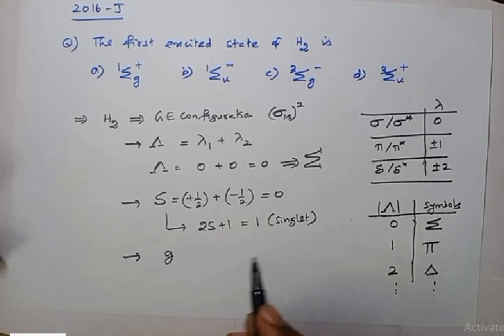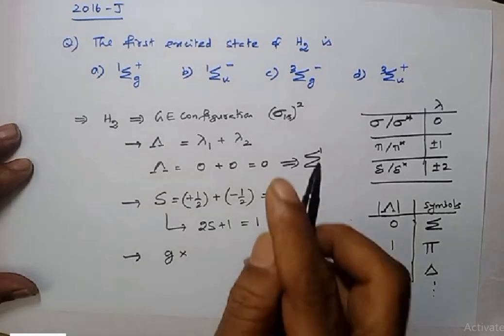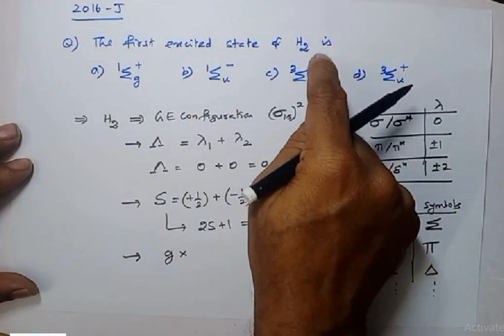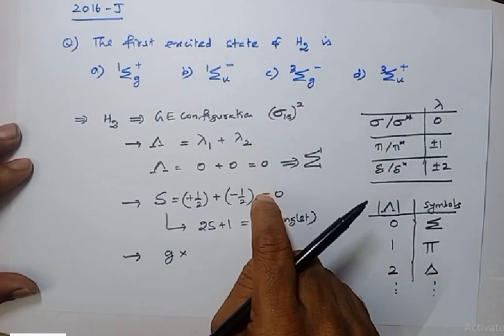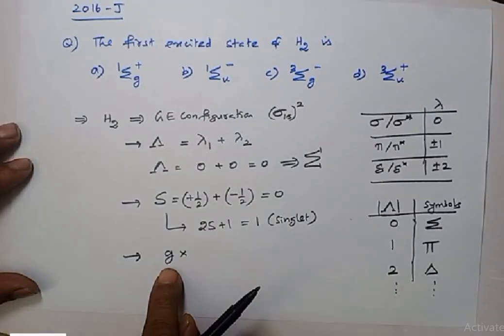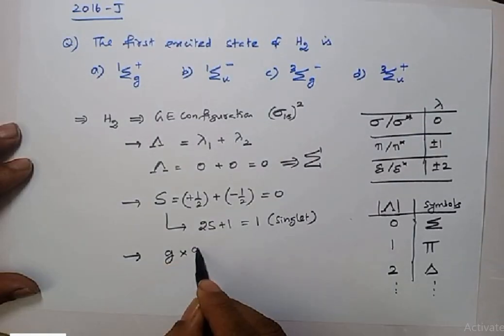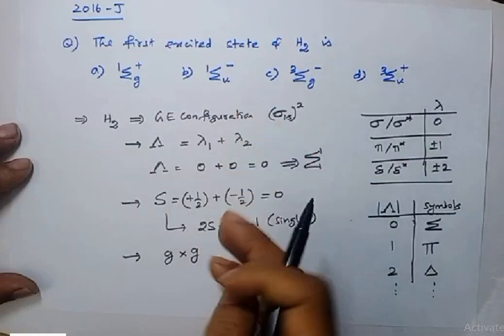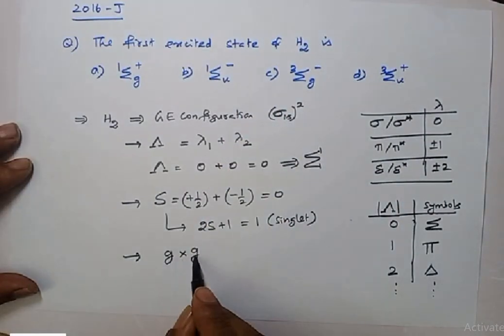Therefore, since both the electrons present in the sigma orbital are symmetric with respect to inversion, for one electron it is gerade, for the second electron also gerade, because both are present in the same molecular orbital. So gerade into gerade is gerade.